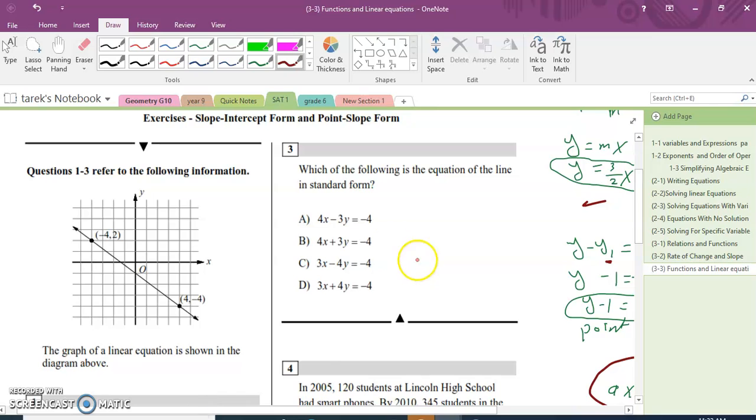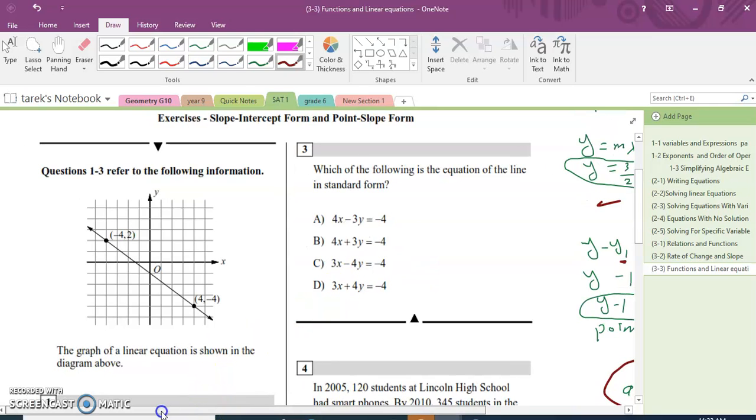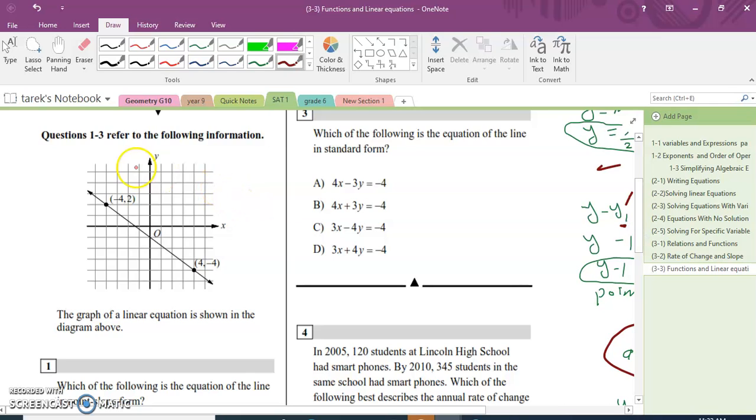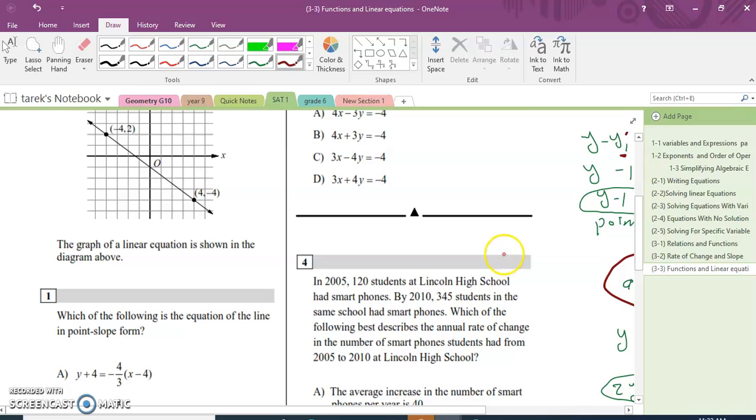Let's start with number 1 here. Questions 1, 2, and 3 refer to the following information. The diagram of the linear equation is shown in the diagram above. We have 2 points on the line. And let's see, what does it want? Number 1, which of the following is the equation of the line in point-slope form? I want to write the equation of this line in point-slope form. First I have to get the slope. M, the slope, equals y2 minus y1 over x2 minus x1.